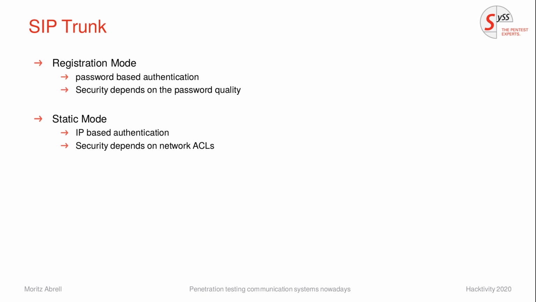Okay, so in registration mode the authentication is done by username and password. So it is similar to the internal PBX and softphones, for example. The security in this mode depends on the password quality. In the static mode the authentication is done by the source IP address. And the security is based on the network access control lists you have configured. Okay, so as said, in registration mode we have a similar authentication as internally when using softphones and PBX.